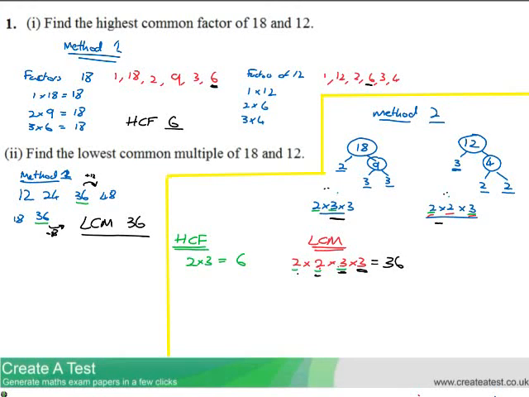But just think about this for one more second. Is it a multiple of 18? Well, I can tell you there that I've got 18 times 2. Is it a multiple of 12? I can tell you there I've got 12, which is the 2 times 2 times 3 bit, times 3. It is a multiple of both 12 and 18.